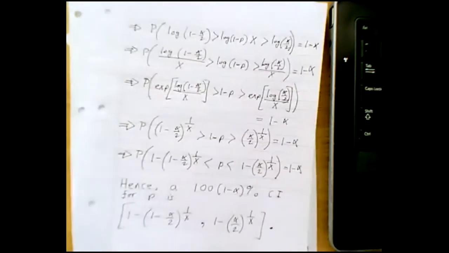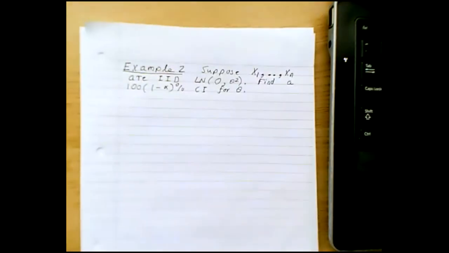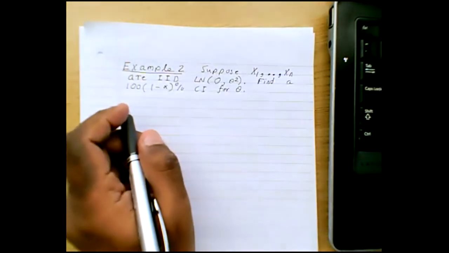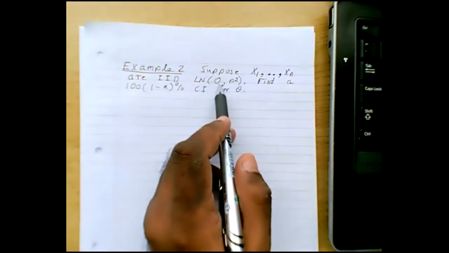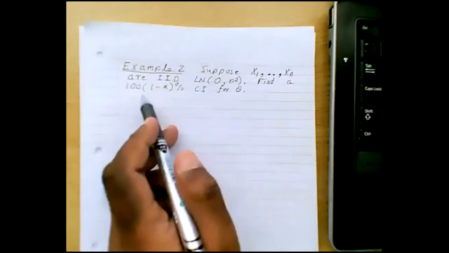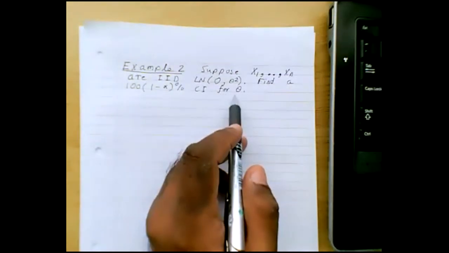All right. So this is example 1. The next example is this one, example 2, which is basically example 6, actually. Right, so here you have a random sample from a log normal with parameters 0 and theta squared, and find a confidence interval for theta.